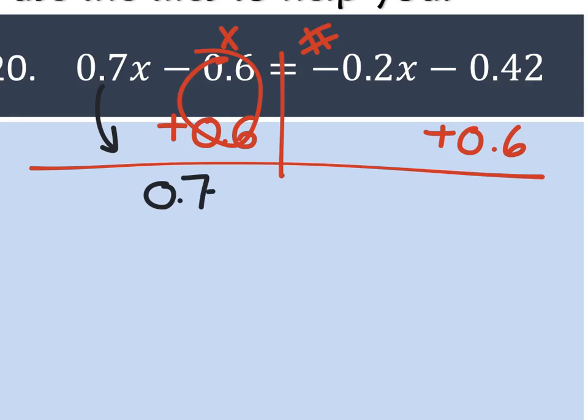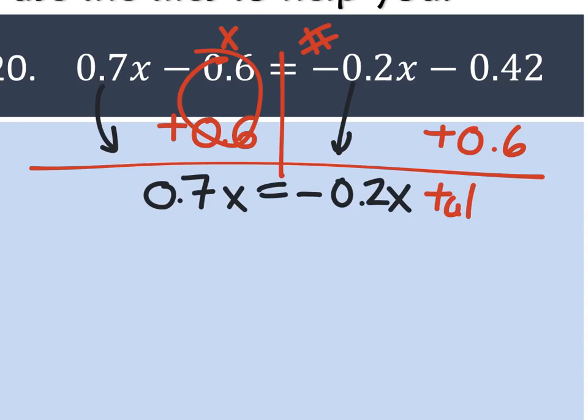We get 0.7x equals, we'll drop the negative 0.2x. And negative 0.42 plus 0.6 equals a positive 0.18. Right there. And I don't know if the zero helps right there, but maybe it does. So that's a negative 0.42 plus 0.60. And that'd be positive 0.18. Okay?